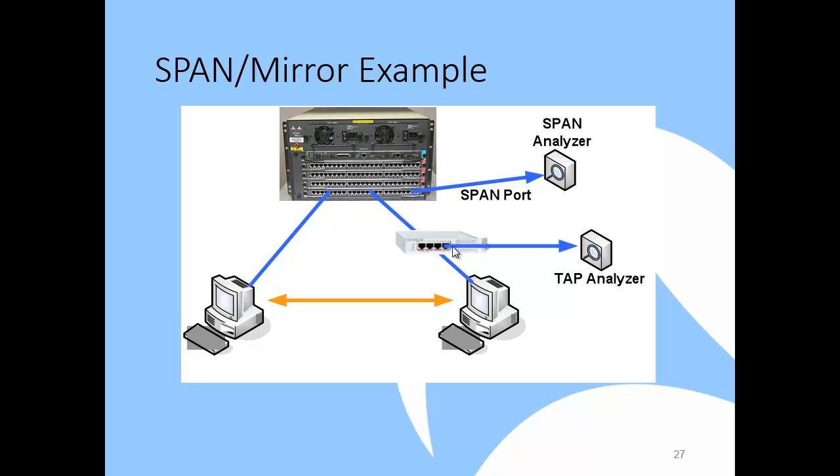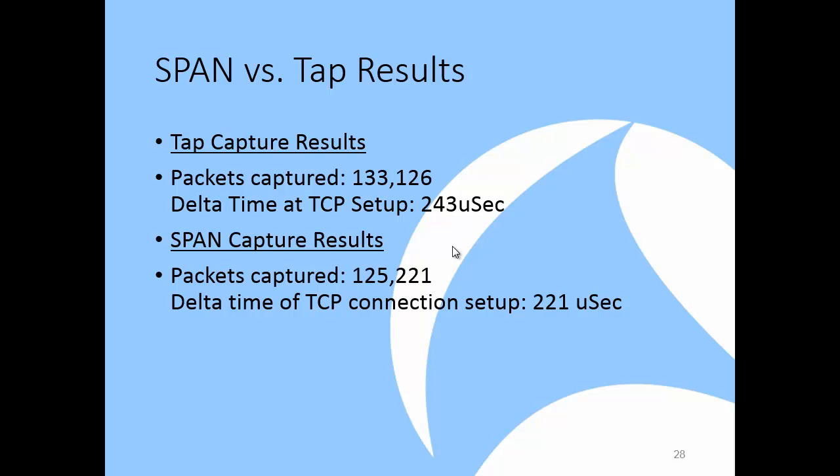What I wanted to see is, do both of these analyzers see identical traffic? Are the timers the same? Do they see the same amount of data? Well, let's find out what the basic results were. Tap versus span. So the tap capture results, the amount of packets that were captured on the tap, we saw 133,000 packets. And then, I'm sorry, not more or less, that's exactly what we saw.